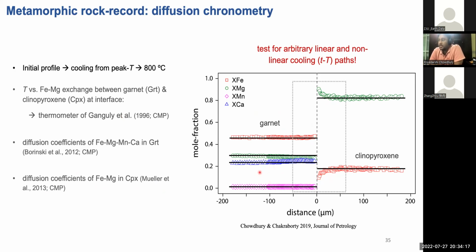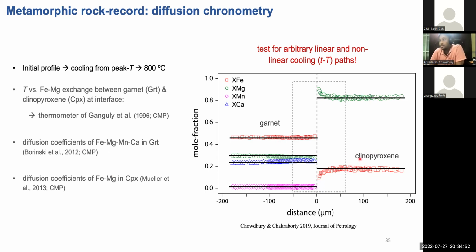For doing this diffusion modeling, what we need is a peak temperature from where the cooling started to cause this zoning. We inferred that it must have been 800 degrees centigrade, which is the peak estimate that we made from the thermobarometry. Then we required the diffusion coefficients of these elements in these phases, which we took from the experimental data. And then we needed a thermometric law, the log lnKD law, along which the garnet and pyroxene will exchange iron and magnesium between them.